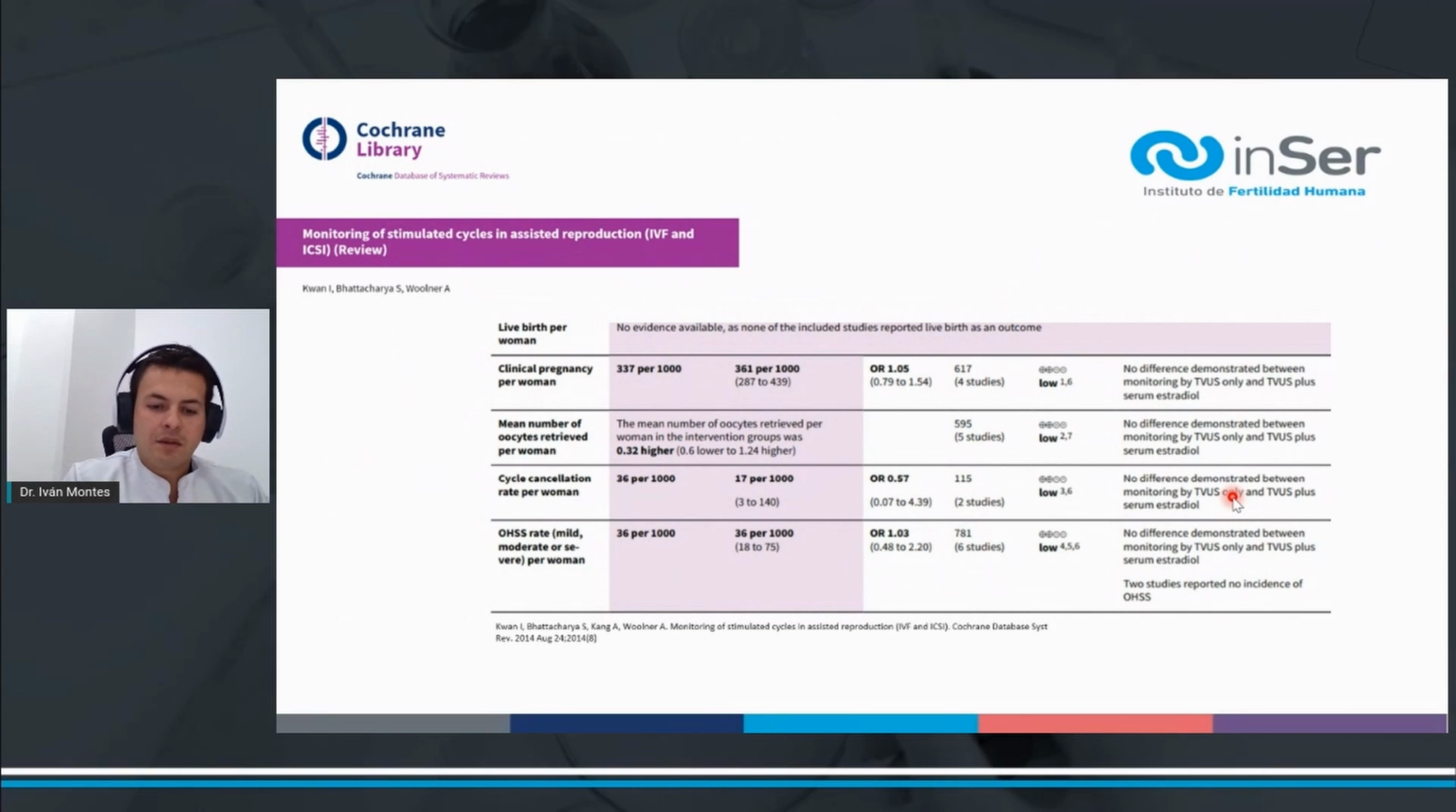This is also a Cochrane review that shows no difference between ultrasound follow-up or ultrasound plus estradiol levels in getting higher pregnancy rates, a higher number of oocytes retrieved per woman per cycle, or the ovarian hyperstimulation syndrome rate, which means that you should not use estradiol levels to make decisions.